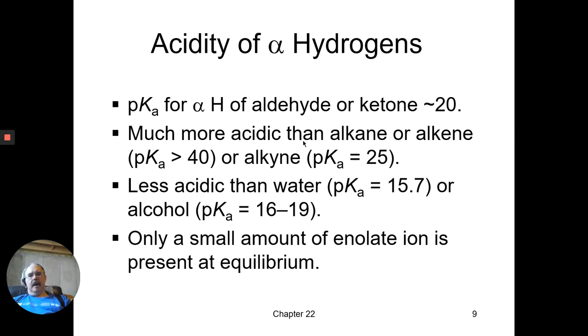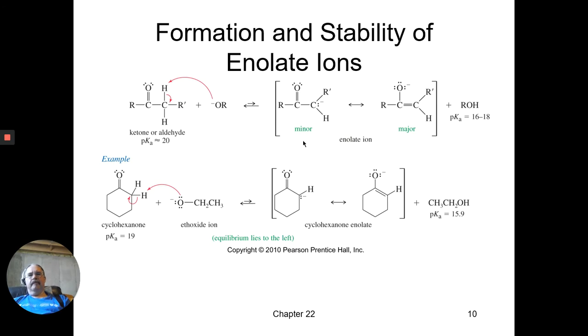Okay, but only a small amount of the enolate ion is present at equilibrium. Because again, we're trying to make a stronger acid, water, from a weaker acid. So that's not favorable. So here, and that's what this is showing, except we're using an alkoxide, which is the conjugate base of an alcohol, which typically has a pKa of about 16 to 18. So the equilibrium, again, does not favor the enolate.